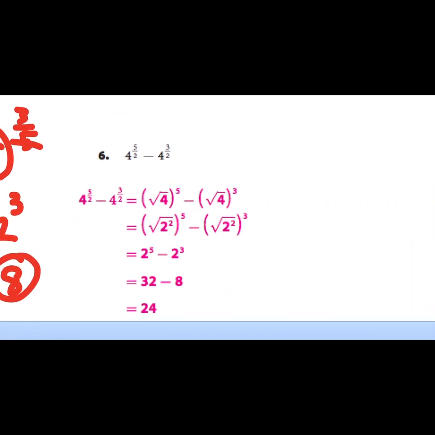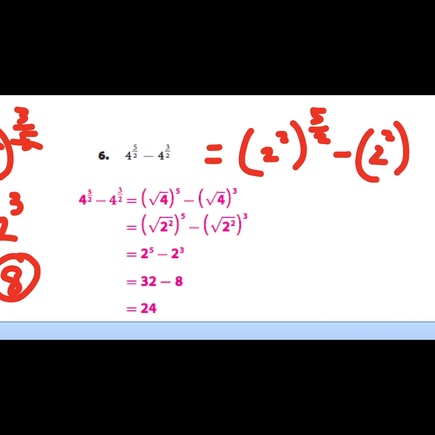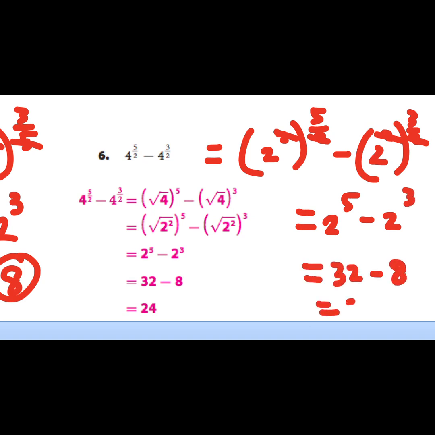And number 6, again, we can go ahead and work that out using the power form. So we can write 4 as 2 squared, and then we have 5 over 2 as a power, minus, again, 4 is 2 squared, and then we have 3 over 2 power. So the 2's will cancel out in both of them, and we will have 2 to the 5th minus 2 to the 3rd, which gives us 32 minus 8, and the answer is 24.